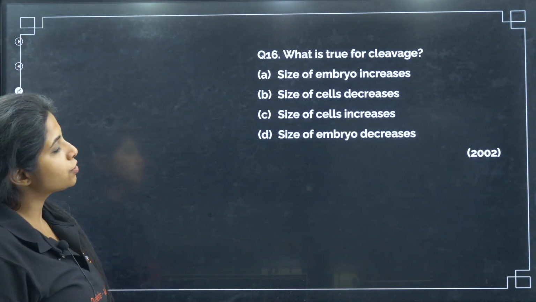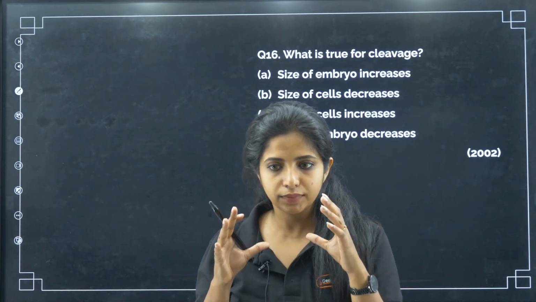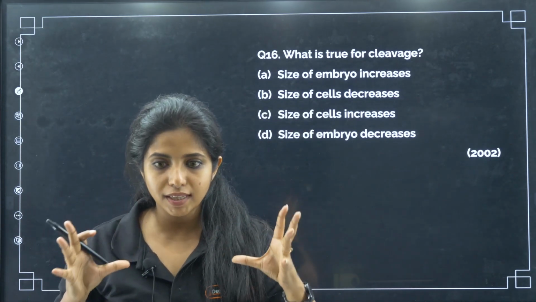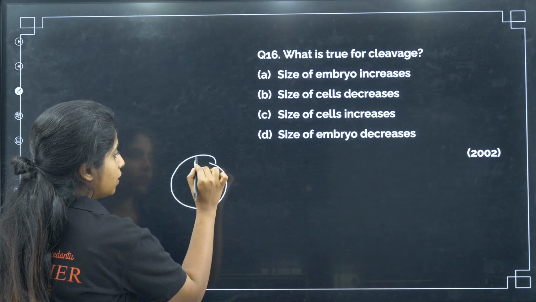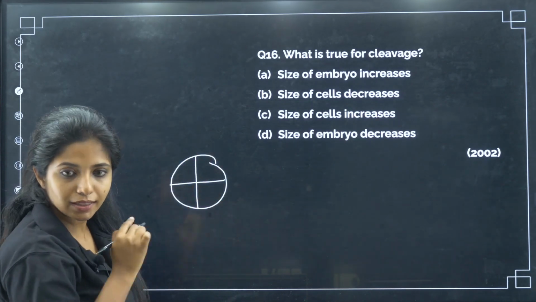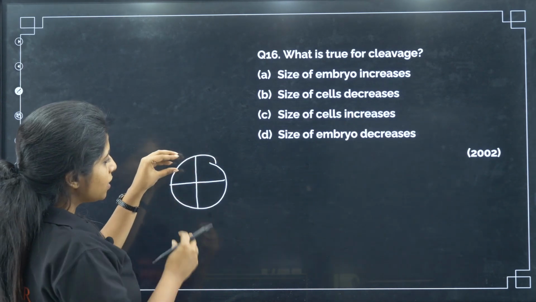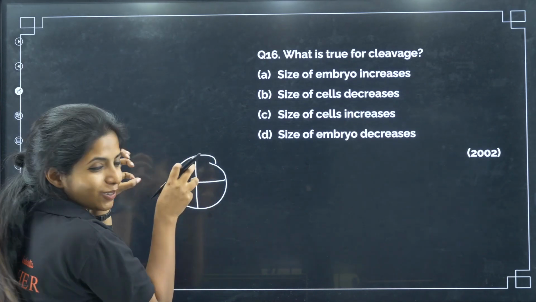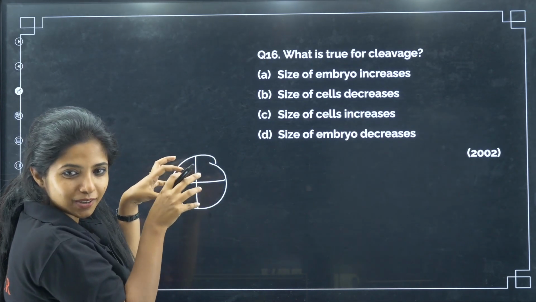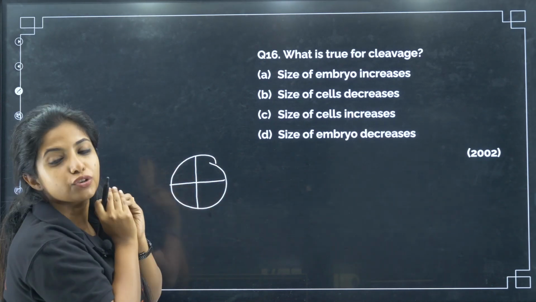Now, what is true for cleavage? What do you mean by cleavage? You have the zygote, sperm and egg fuse, you get the zygote. The zygote is single celled, it has to divide into 2, then into 4, then into 8, then into 16 and so on. What exactly happens over here? Whenever this big cell divides, don't you think the cytoplasm is going to decrease? The size of the cell, my dear children, it is going to decrease, right? So, what is true for cleavage?